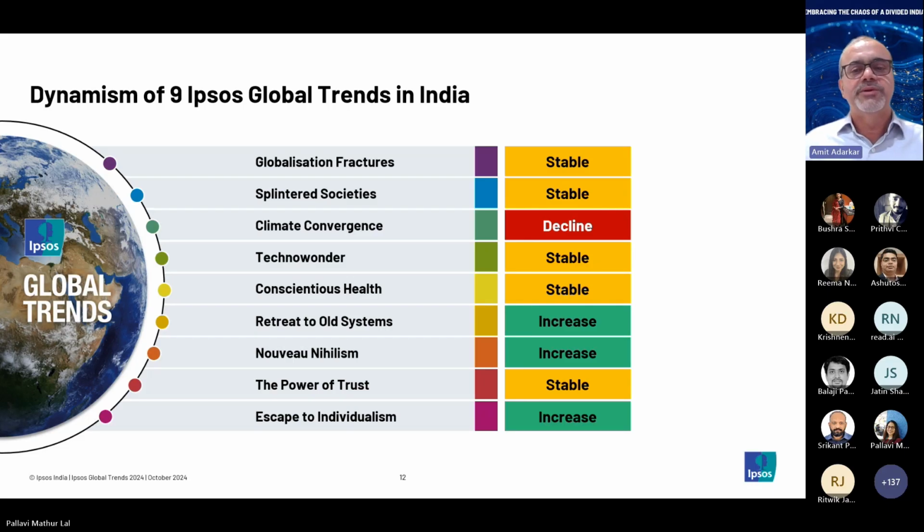And the fourth one is also interesting. We called it retreat to the old system. And this obviously is not a trend which affects everybody in urban India. There's a certain segment where the impact is much higher, and we'll talk about that a little later.